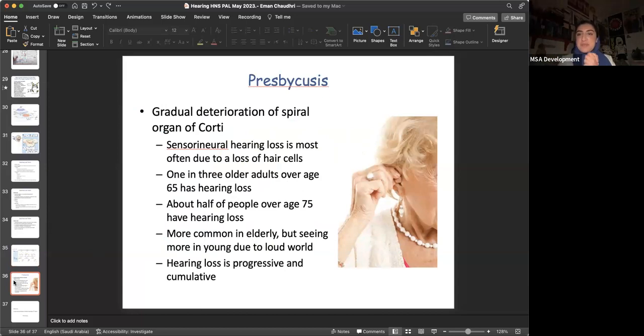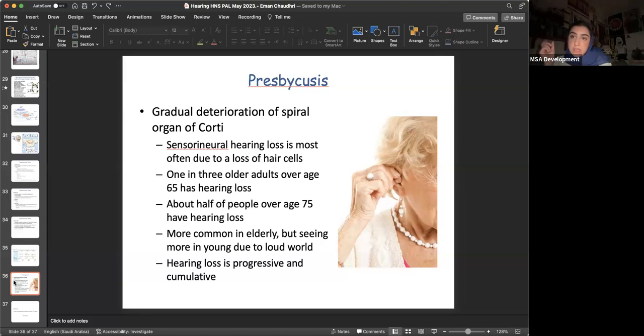Presbycusis, what I've been alluding to this entire time. This is the gradual deterioration of the spiral organ of Corti. So you have your organ of Corti and you have your hair cells, as we talked about. Presbycusis is a loss of hair cells over time. It is the gradual loss of hair cells over time because of degeneration, okay? And it can be due to trauma over time. Remember, when you're hearing more things over time, it's more likely to have damage over time, okay? So typically, this is in patients who are 65 or older in age.